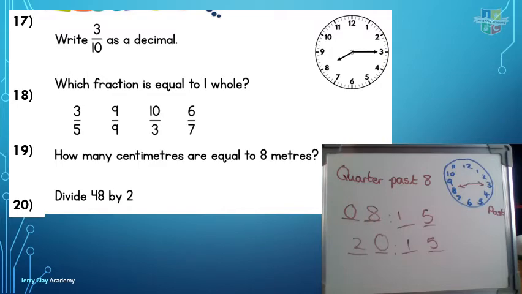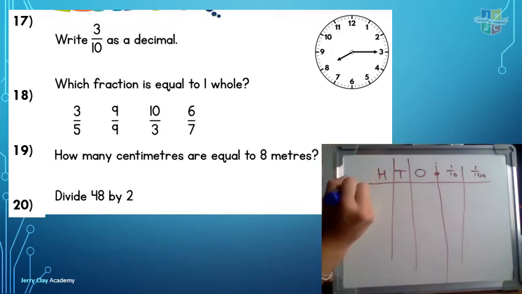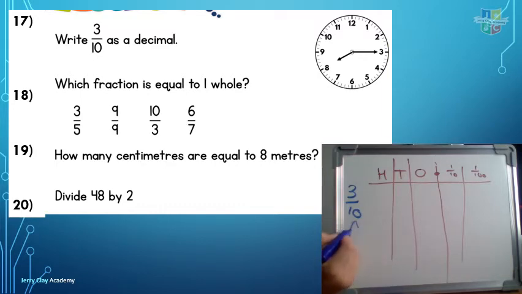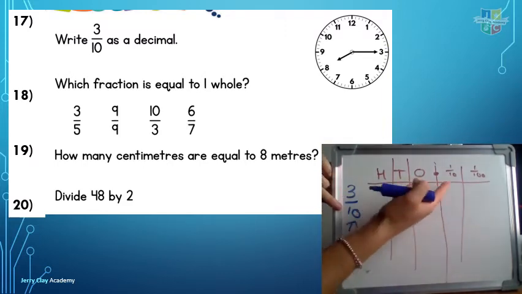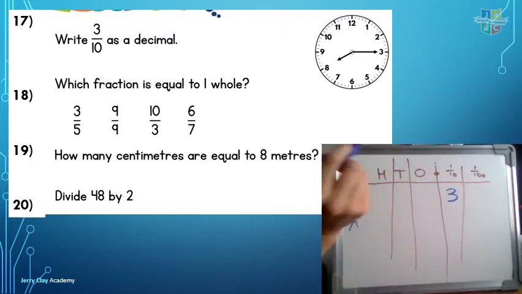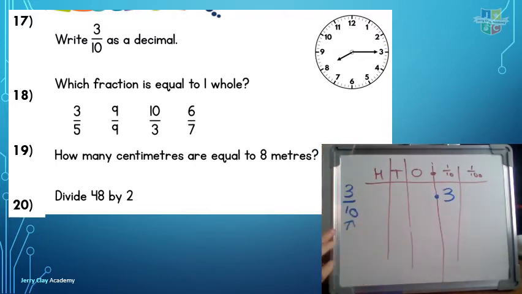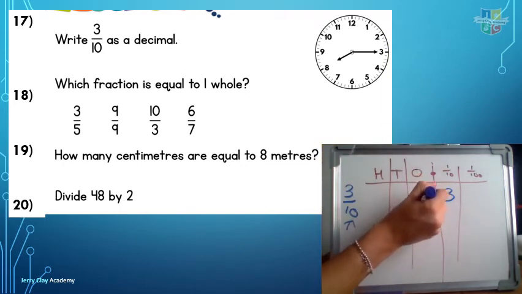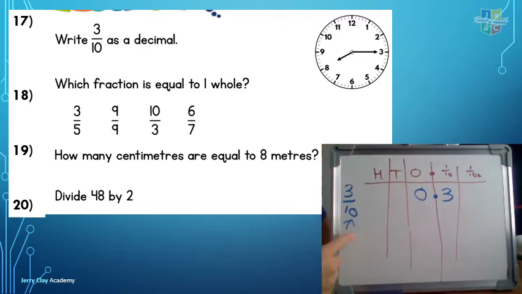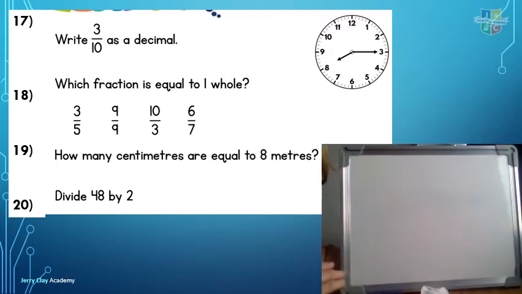Okay, so let's have a look at our next question. Okay, my next question says, write 3/10 as a decimal. Now, because it is tenths and not tens, it wouldn't go in my tens column, it would go in my tenths column. So tenths column, and my numerator is 3, so my 3 would go into my tenths column. As it is next to the decimal point, I would put my decimal point in, and I would put in my ones column a 0, because I cannot have a blank column, so 3/10 is the same as 0.3.